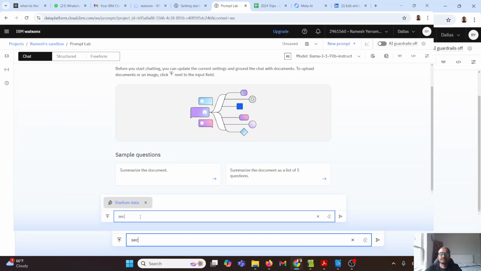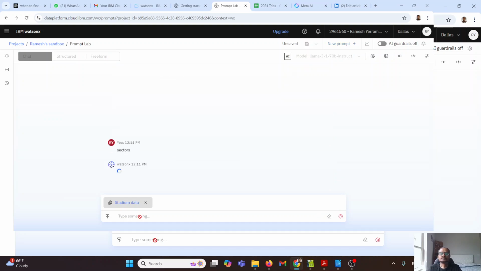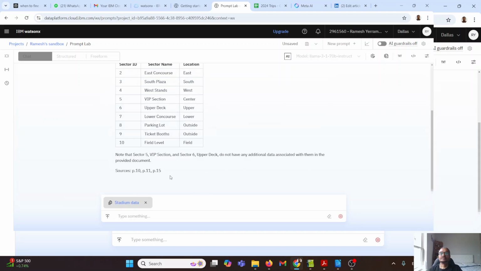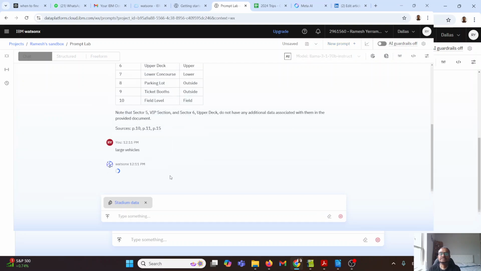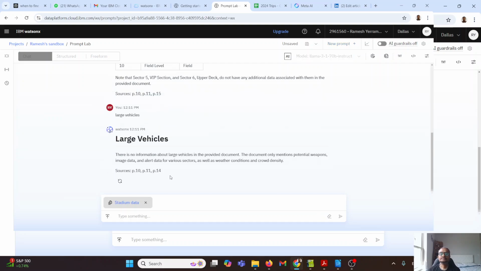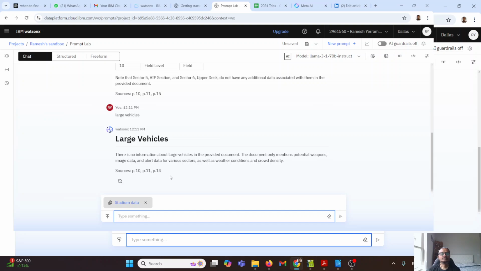So let me say sectors. Based on the information, we have different sectors: the East Concourse, the South Plaza, the upper deck, the lower concourse, the parking lot, etc. Now let me see if I have any large vehicles that have been spotted. There's no information. Okay. So now let's look at weapons.